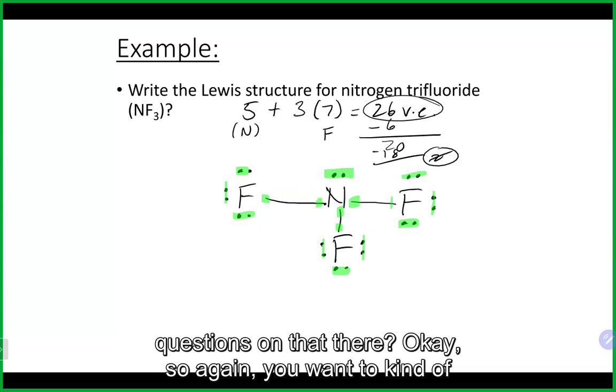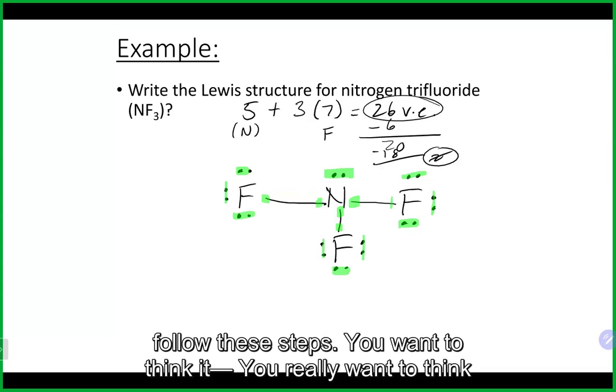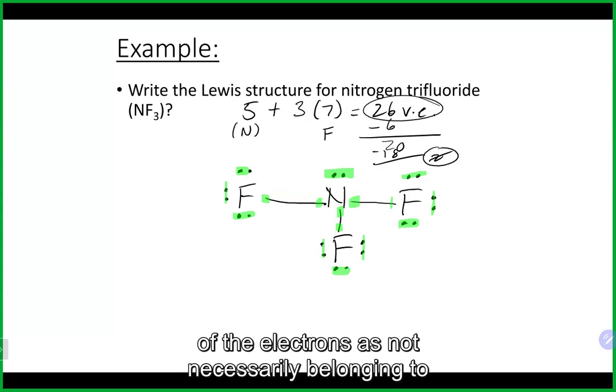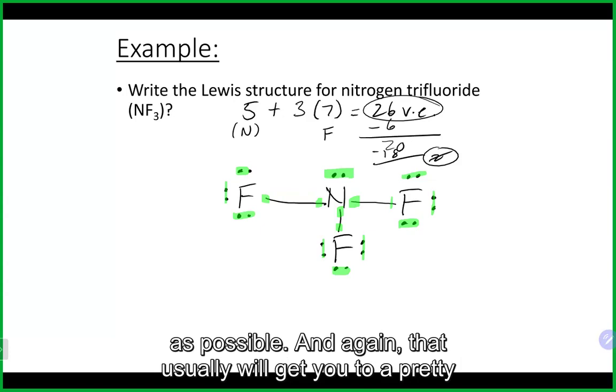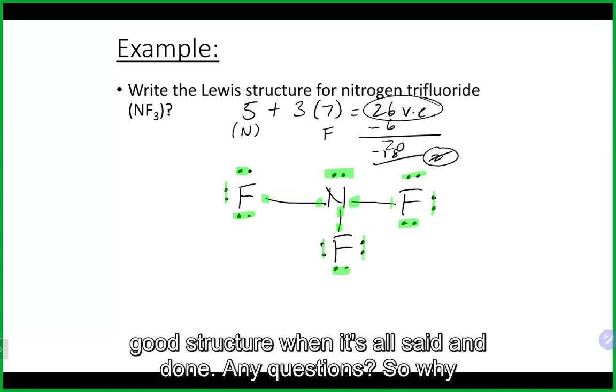Okay. So again, you want to follow these steps. You really want to think of the electrons as not necessarily belonging to anybody, but we want to distribute them as equally as possible. And usually that will get you to a pretty good structure when it's all said and done. Any questions?